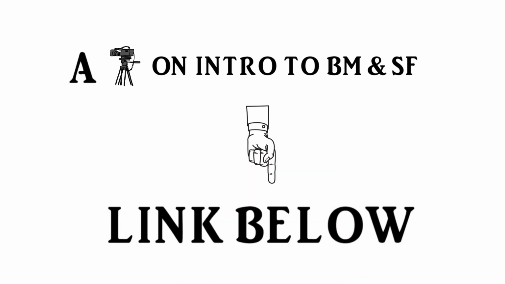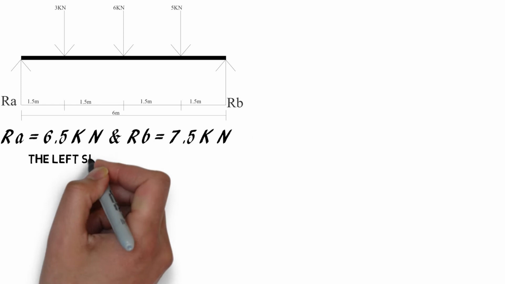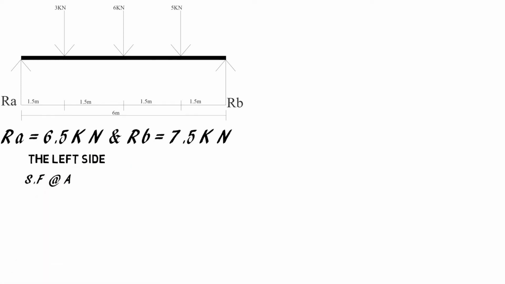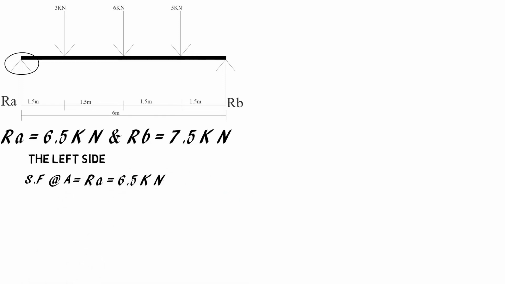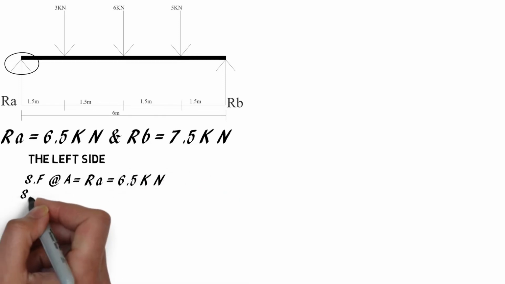So diving into shear force, we start with shear force at A. Now shear force at a point is equal to the forces at that particular point. So when we're at A, since we're starting from the point A, the force at point A is just one force, that is RA, which is equal to 6.5 kilonewton. That's for A. Now moving on to the next one, which is shear force at C.